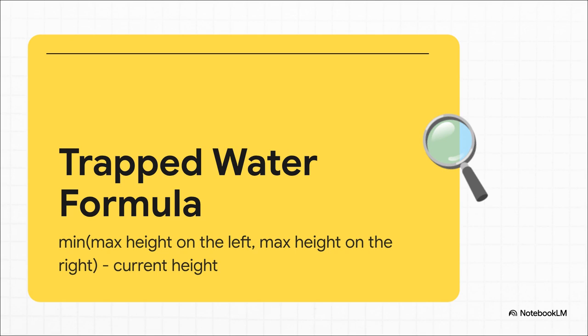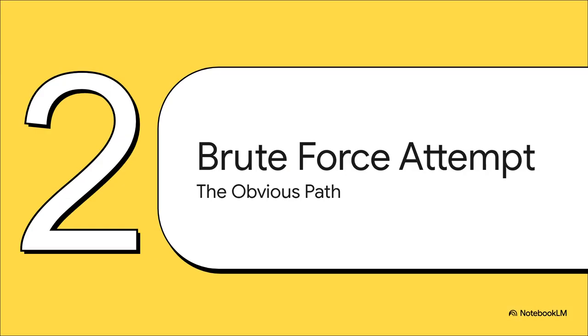Well, the core idea is actually pretty intuitive. For any given spot on our map, the amount of water it can hold is all about the walls on either side. Think about it. You need a wall to your left and a wall to your right to form a container. And the water level can only rise as high as the shorter of those two walls. From there, you just subtract the height of the ground you're standing on, and that's your water depth. Simple as that.